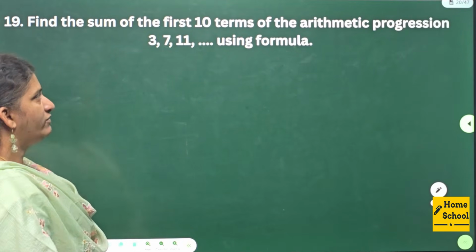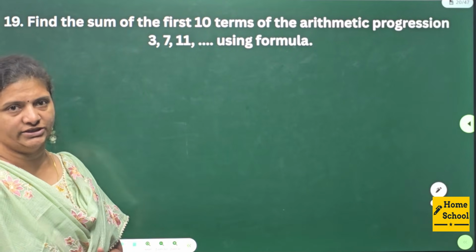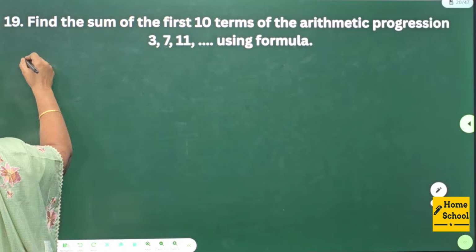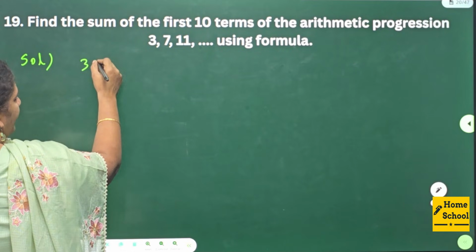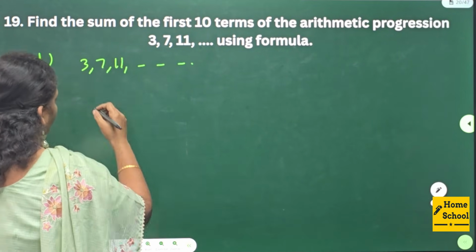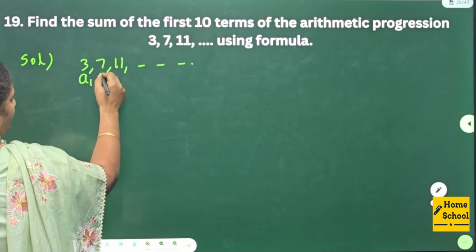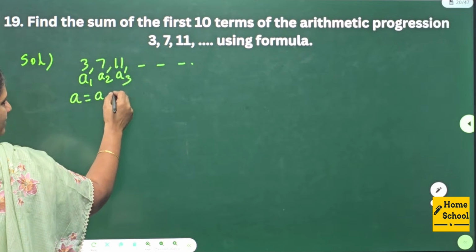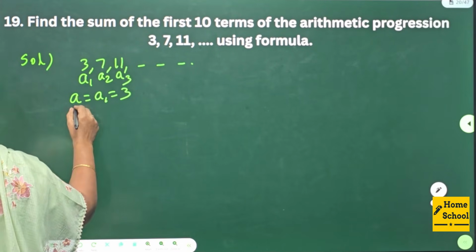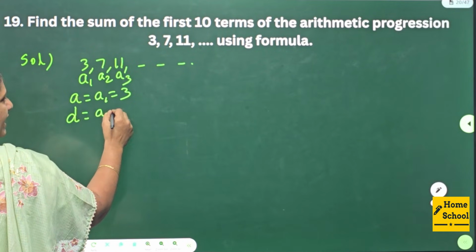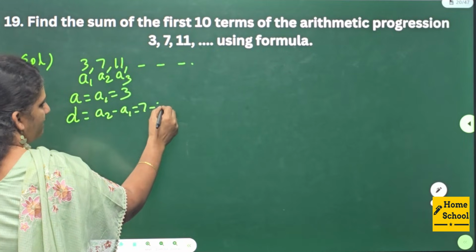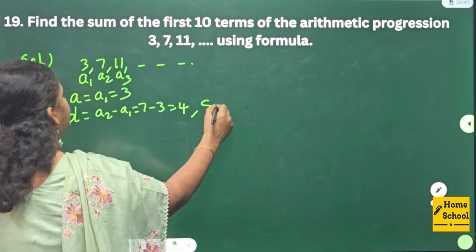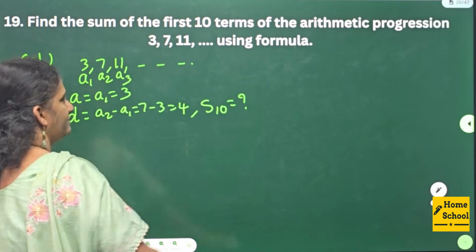19th. Find the sum of the first 10 terms of the arithmetic progression. Sum of 10 terms means S10. Okay. Given progression is 3, 7, 11, and so on. Let us write the term numbering A1, A2, A3. We know A or A1 is the first term, that is 3. D common difference, A2 minus A1, that is 7 minus 3 is equal to 4. What we need to find here? Sum of first 10 terms.